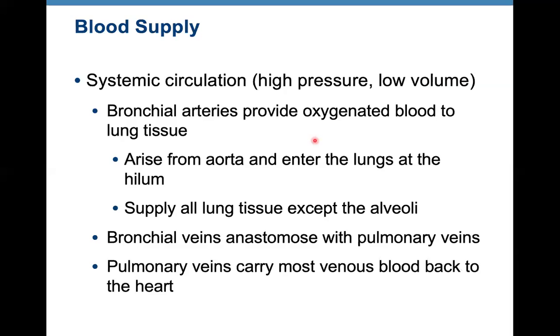With systemic pressure, the bronchial arteries will provide oxygenated blood to the lung tissue. Now, with systemic circulation, this is different than pulmonary circulation. This is the part at which arteries are now feeding the lung tissue. Okay, remember we talked about this with the heart. You have blood passing through the heart for its job, but then you also have the arteries that are actually supplying the heart itself.